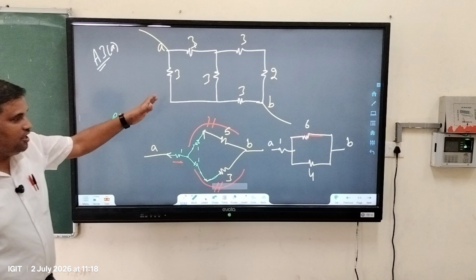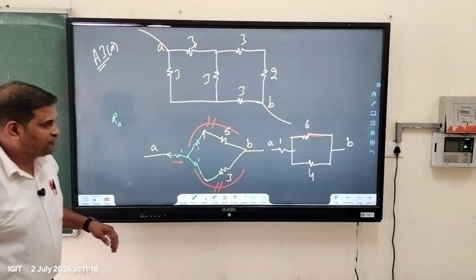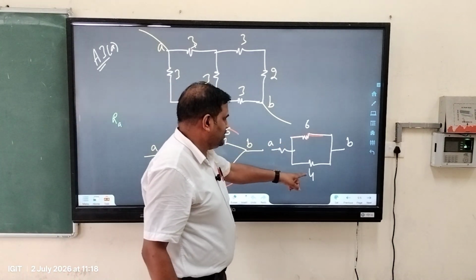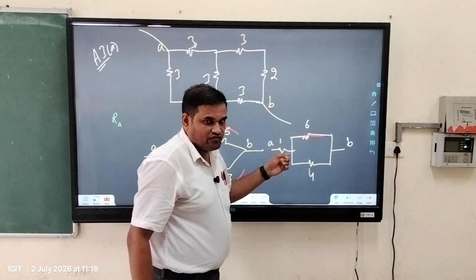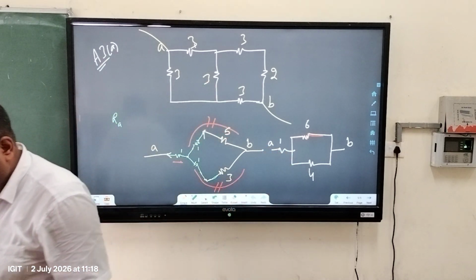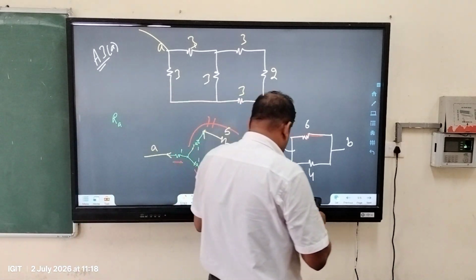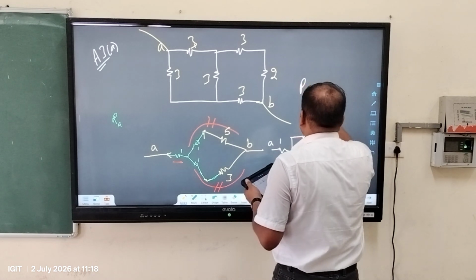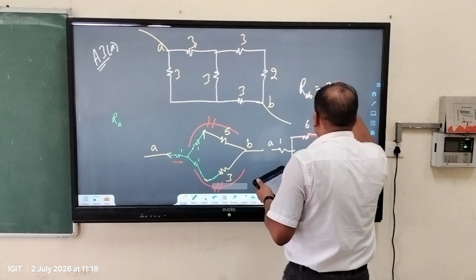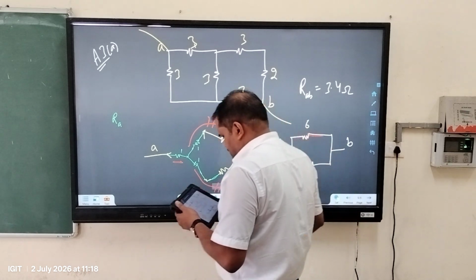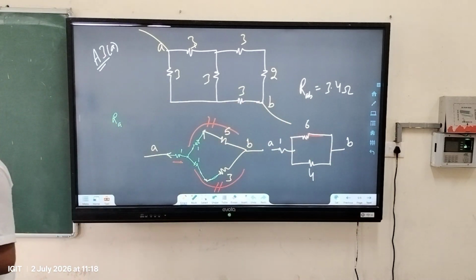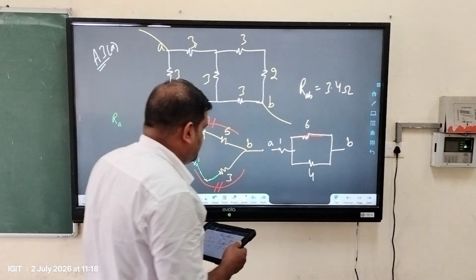Now this entire problem can be easily solved, and you can get here 6 and 4 in parallel, in series with 1. And you will get the answer RAB is coming around 3.4 ohm, right? So this problem is easy, and this is the equivalent circuit question one asked. Next we have 3B.